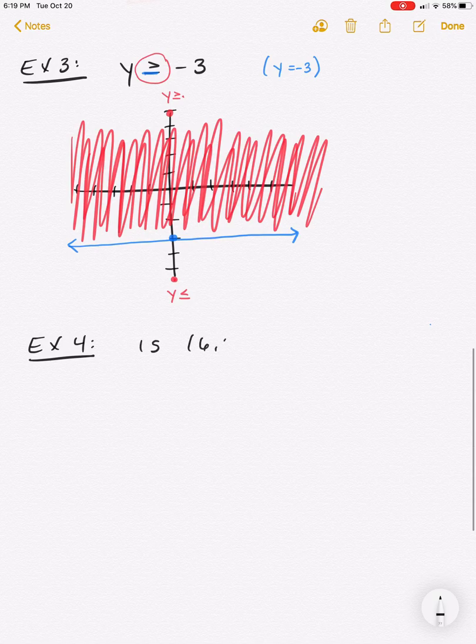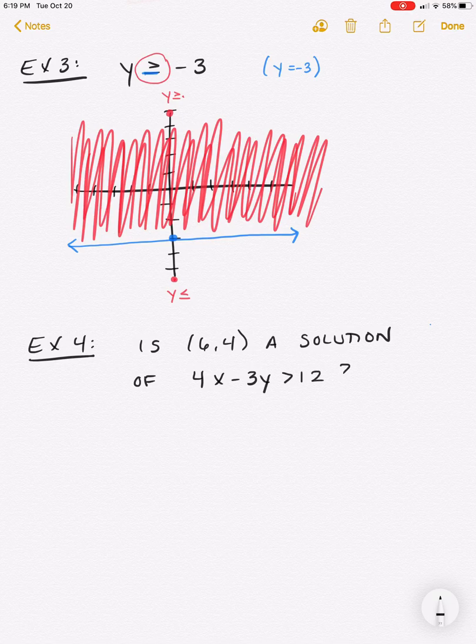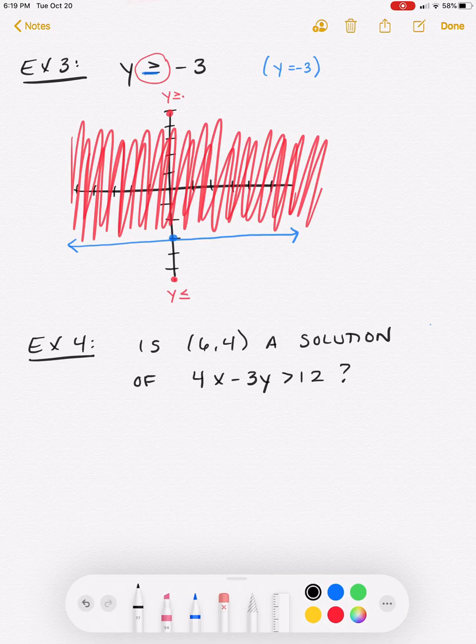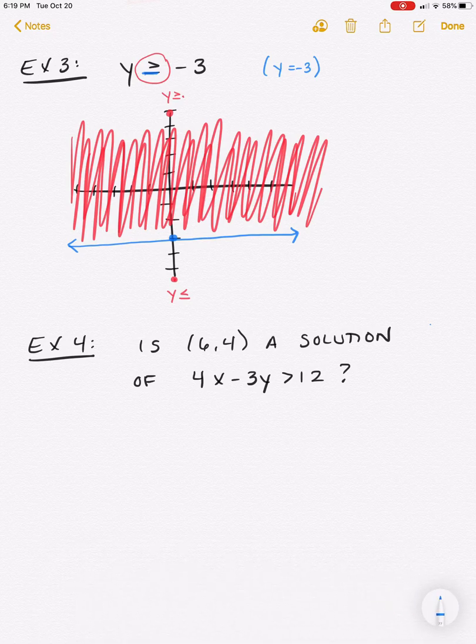So last example, example 4. Is the point (6, 4) a solution of 4x minus 3y is greater than 12? Well, since I don't want to necessarily make a picture, the best thing to do would be to plug our point into x and y. I can replace the x with the coordinate 6, and replace the y with the coordinate 4, and then solve this little inequality to figure out if it's true or false.